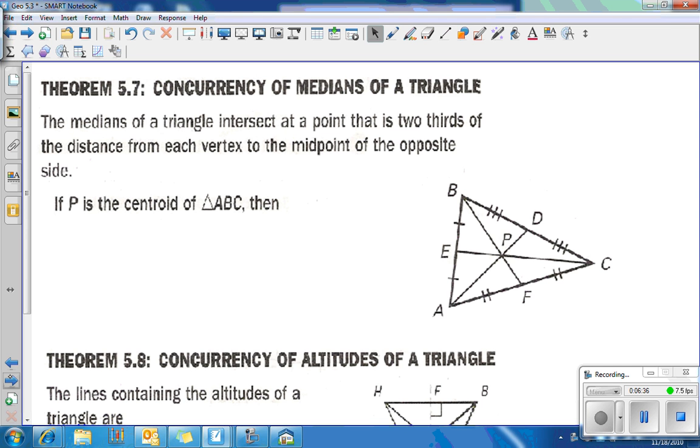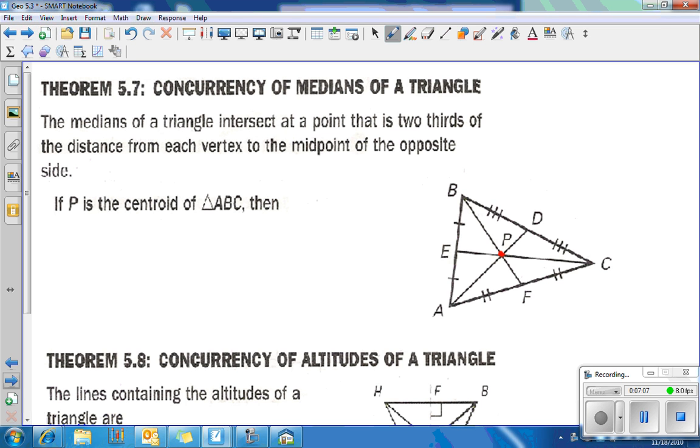Okay, there's a theorem: the concurrency of the medians of a triangle. The medians of a triangle intersect at a point that is 2/3 the distance from each vertex to the midpoint of the opposite side. Okay, careful what it means. If P is the centroid of ABC, so P is a centroid.